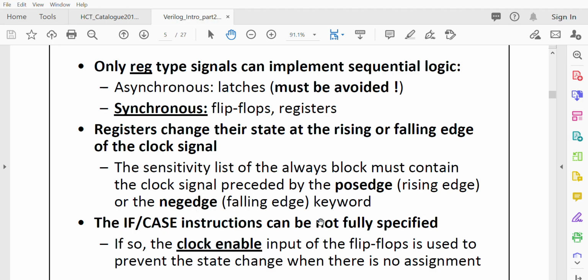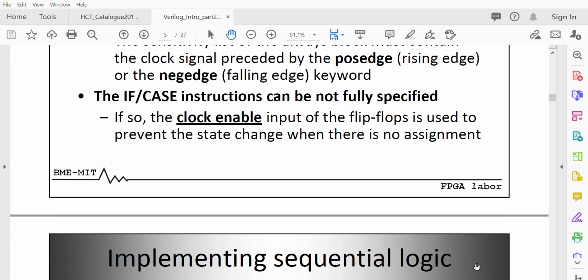The if and case instructions can be not fully specified. If so, the clock enable input of the flip-flops is used to prevent the state change when there is no assignment. Actually, it's better to have them fully specified because then you know what you are doing. If they are not fully specified, it means for the cases that are not covered by your code, the flip-flop will not change its value. If this is the behavior you want, then that's fine. If this is not the behavior you want, then you need to be careful about that.